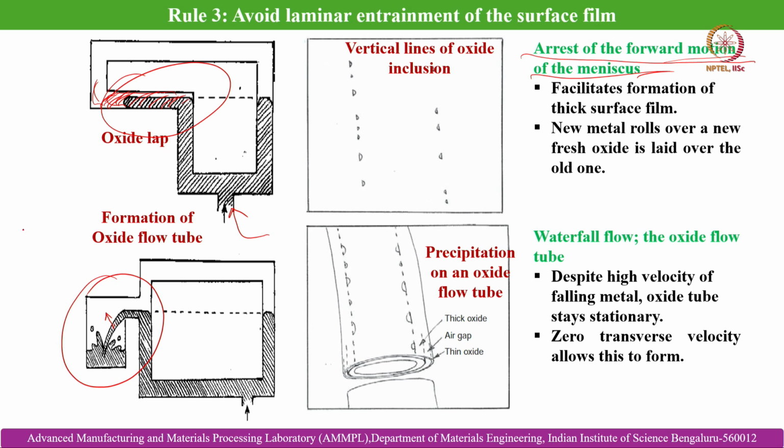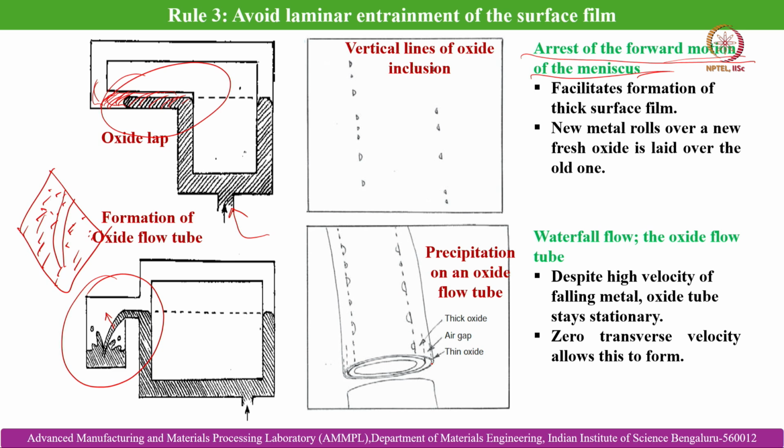What it can result in, once this rectangular object gets solidified, is a tube like defect, and the metal gets solidified over that, and it can get trapped within that. That is an example of laminar entrainment of the surface film because of the waterfall flow. So, this is an example: the precipitation on an oxide flow tube. This is a thick oxide, this is the air gap, and this is the thin oxide.